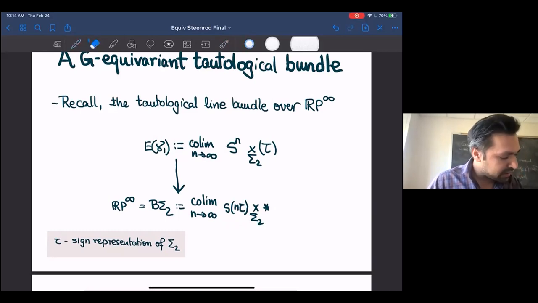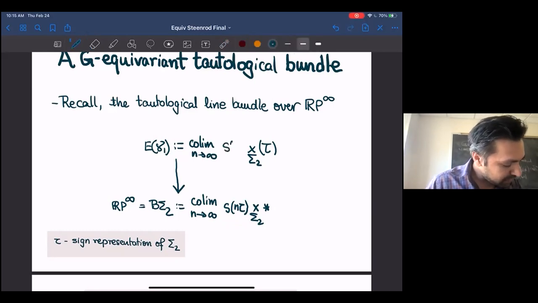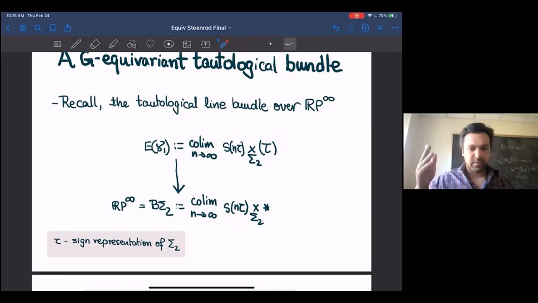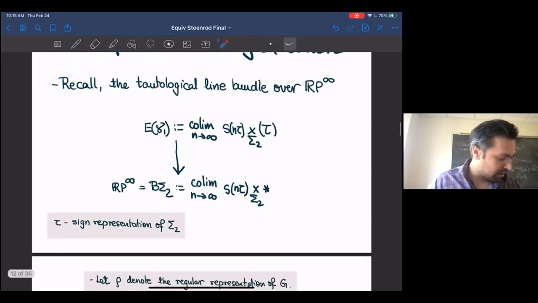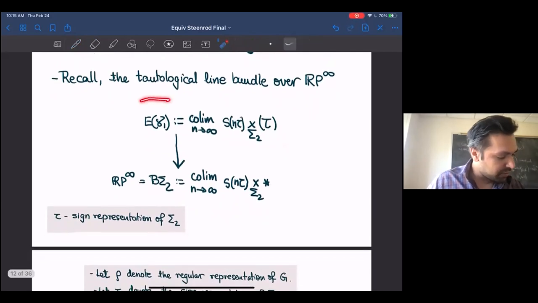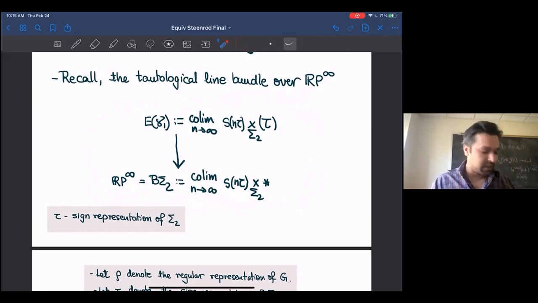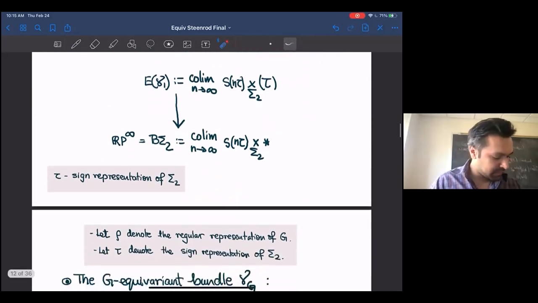And the tautological line bundle can be written as a balanced product of the sphere with the antipodal action, crossed with the sign representation, which is a representation of sigma 2. So now I'm going to generalize this bundle in the G-equivariant setting for all 2-groups G.